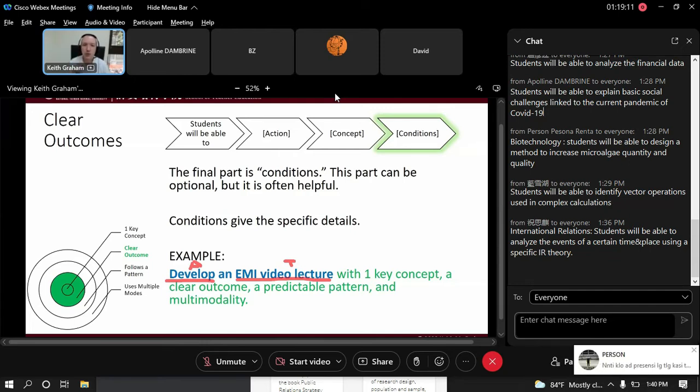Exactly how are we going to do this? So with the example of the equation, how exactly should students be able to solve it? If there are 4 different ways to solve it, which way is this video going to teach? Being very specific about the goal. And so you can see those specific things here. One key concept. You should have one key concept. You should have one clear outcome. You should have a predictable pattern, and you should use multimodality.